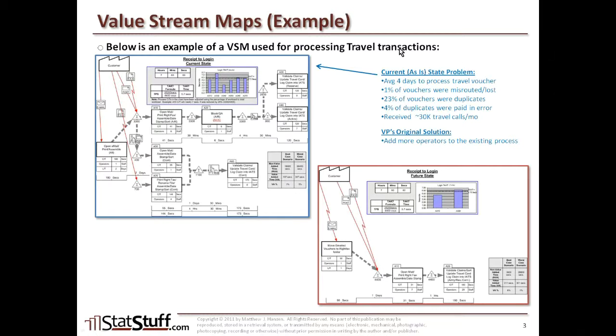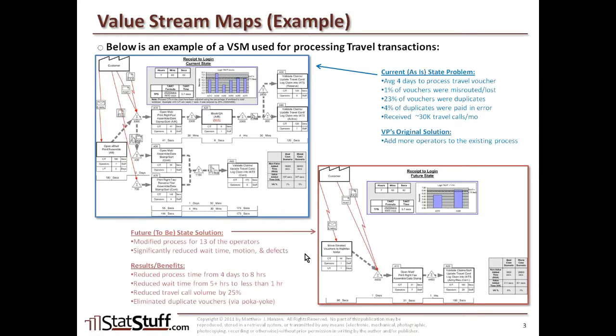After creating this to-be state and working with a team of folks to help implement this, here are the overall results. Basically, we were able to modify the process for 13 of the operators that were involved in the process. By doing that, it significantly reduced the wait time and the motion and defects that were being experienced in the process. For example, here were some of the results. The actual process time was reduced from 4 days for producing this voucher down to 8 hours. The actual wait time was reduced from over 5 hours to less than an hour.